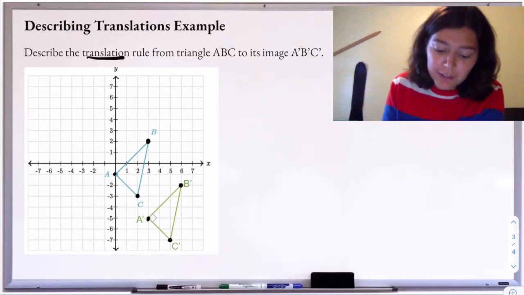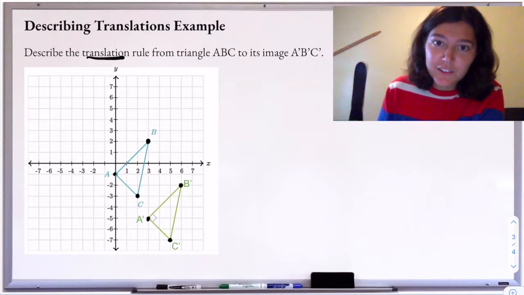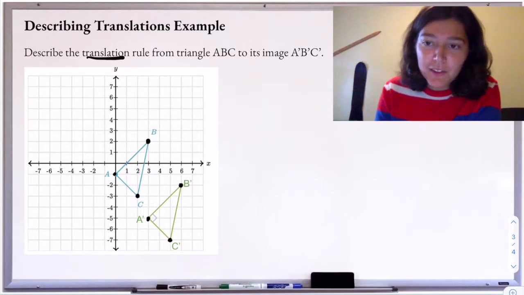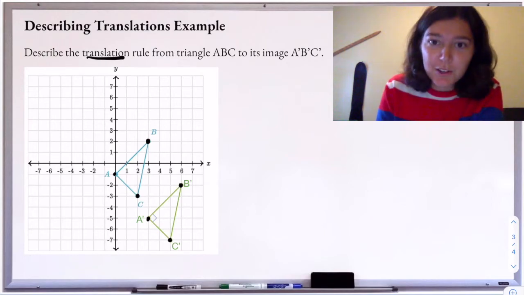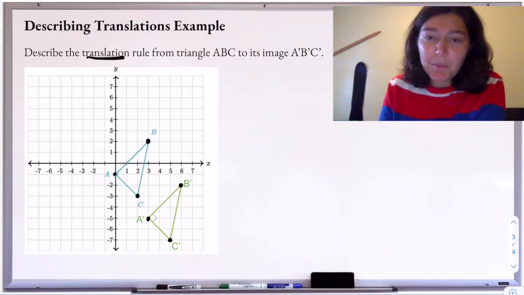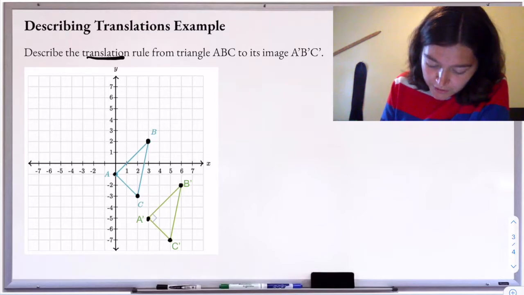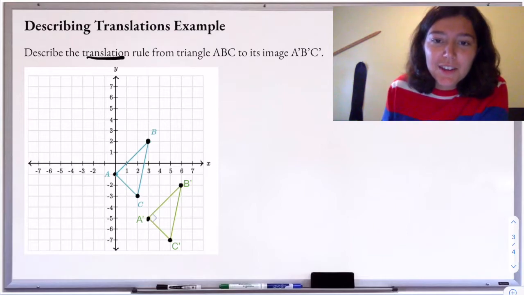Because we are told we have a translation, we can see that it looks like a translation, a slide, so we only actually need to check it for 1 point. It's a good idea to check it for a few to make sure you don't make a mistake, but mathematically that's not necessary. Okay, so how do I get from B to B prime? We're going to think about up, down, left, and right.